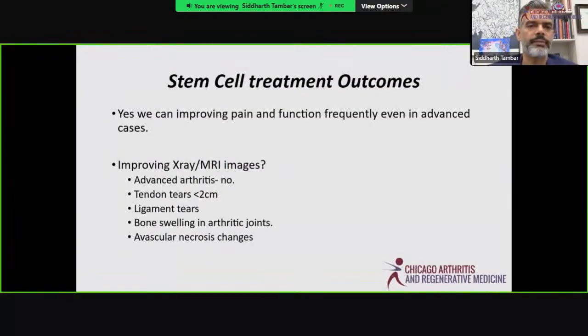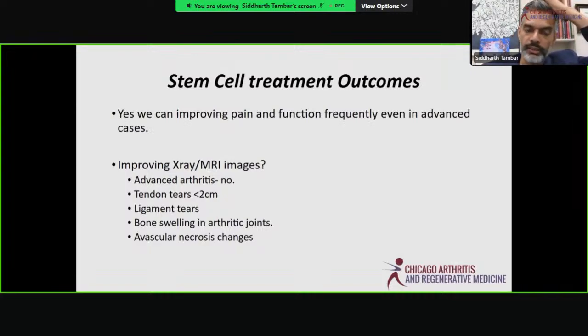In terms of stem cell treatment outcomes, yes, we can definitely improve pain and function even in advanced cases. On the other hand, can we improve your X-ray or MRI images? If you've got advanced arthritis, we cannot make your knee X-ray look like what it was 20 years ago. On the other hand, if you have a tendon tear or ligament tear and it's less than 2 centimeters, we can still get that to look back to normal. I'll show you some images in a moment.